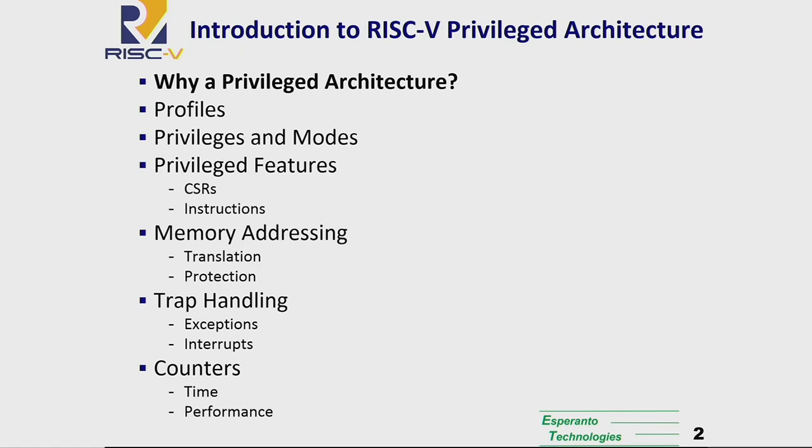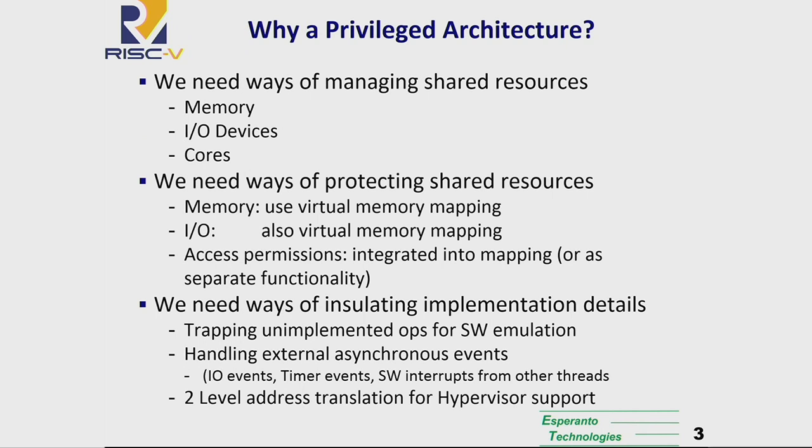So this is sort of the outline, starting with why there is a privilege architecture. We need a privilege architecture because we need to manage shared resources. Resources that are shared are things like memory, I/O devices, and cores. In addition to managing them, we need ways to protect them. If they're shared, that means there are two different entities that want to talk to them, and we might have to make sure they don't step on each other.